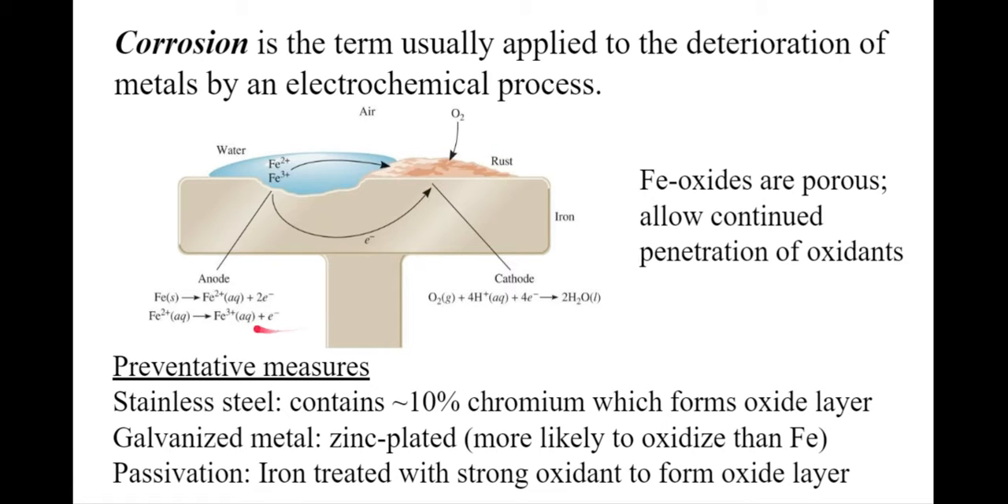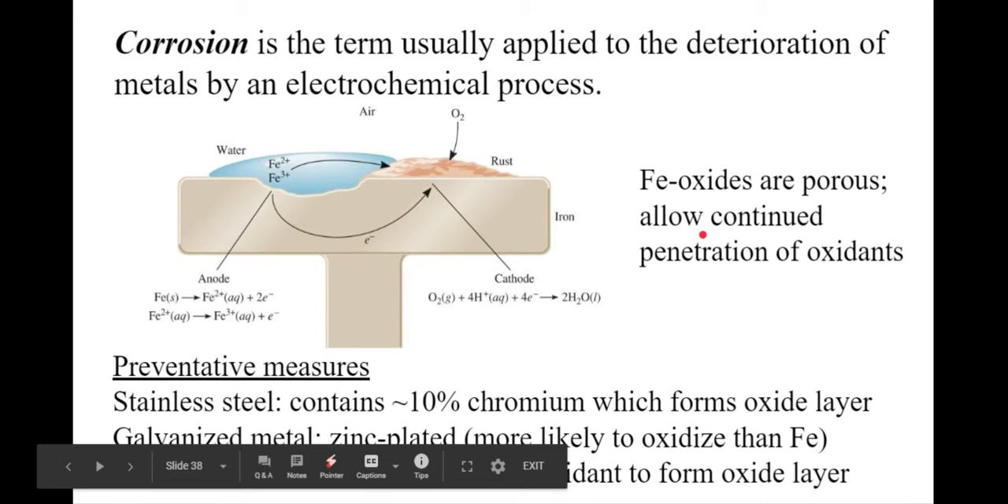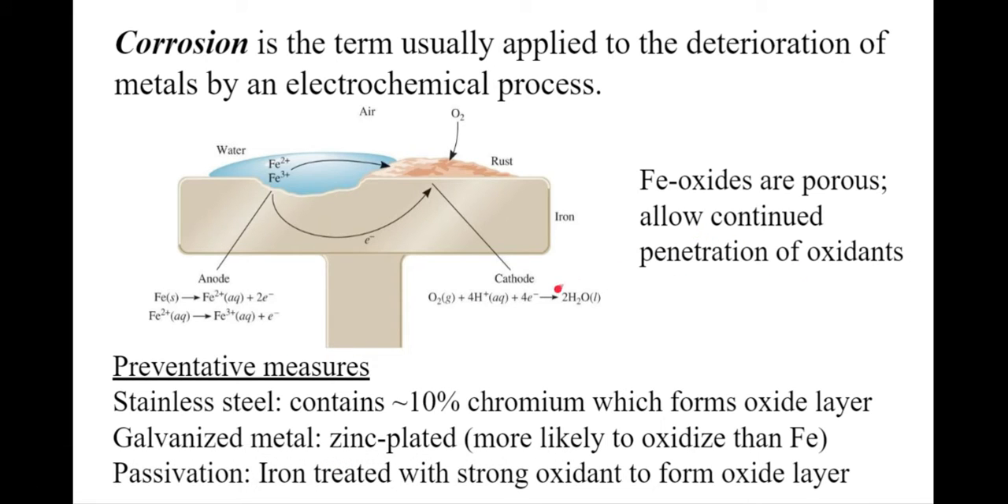There are a number of different things you can do to prevent this. For one, you can use stainless steel, which has a small amount of chromium. When chromium forms an oxide layer, it is not porous, and it prevents further oxidation throughout. Galvanization is when you coat things with another metal, usually zinc, and that way it sacrifices itself. You end up with a zinc oxide layer, but it's not nearly as porous as iron, and it doesn't continue to corrode through.